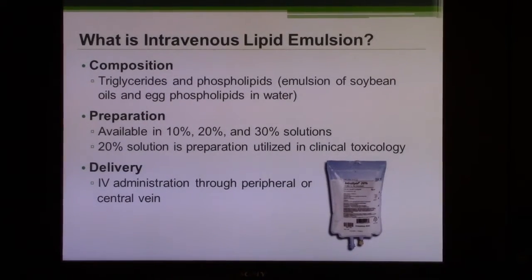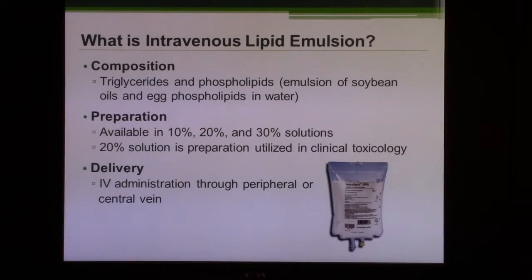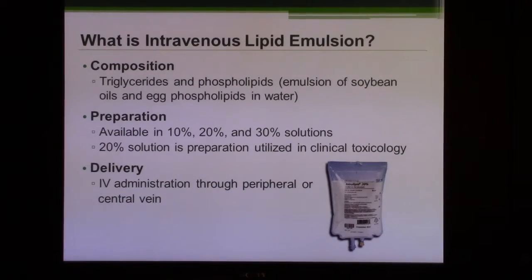So what is intravenous lipid emulsion? It's a lipid solution of two types, the triglycerides and phospholipids. And mainly soybean oils and egg phospholipids are the ones that are found in the preparations. You can see there that these are available in 10, 20, and 30% solutions, but the one that has been studied and documented for use is the 20% solution. This is delivered by IV administration through the peripheral or the central vein.